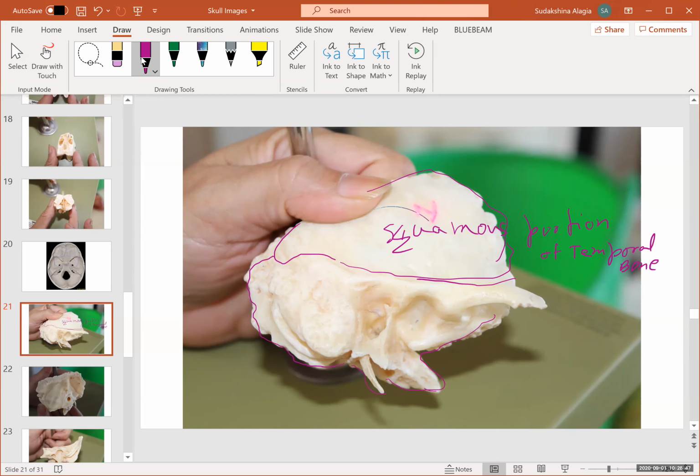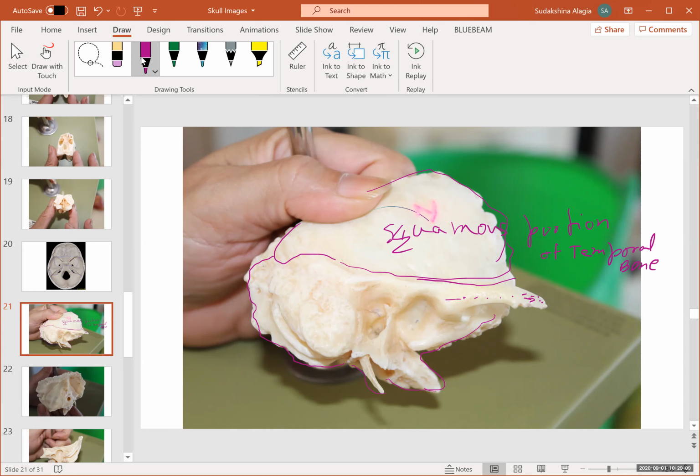What are the different structures we can see in the petrous portion? The first thing that you see is a long protrusion. This long protrusion, see? And what do we call a long protrusion? What have we learned? A process. Exactly. So what do we call this process?